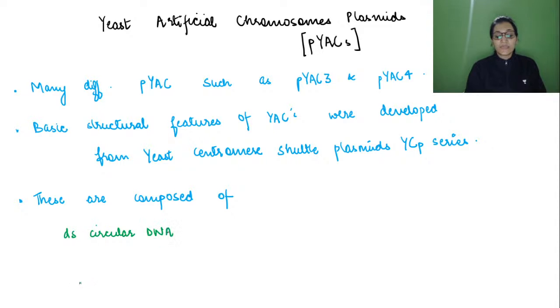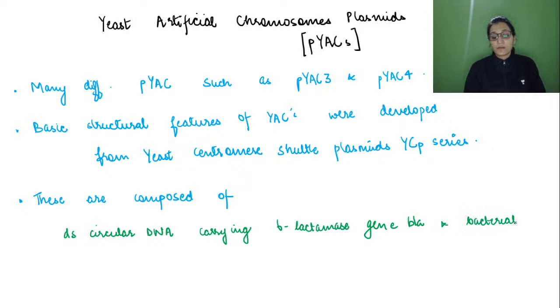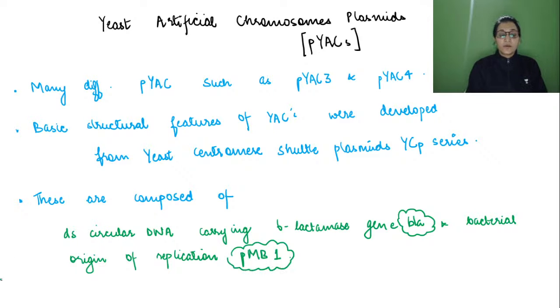Double-stranded circular DNA sequence carrying the beta-lactamase gene, abbreviated as bla, and the bacterial origin of replication. So this is the beta-lactamase gene, and this is the origin.